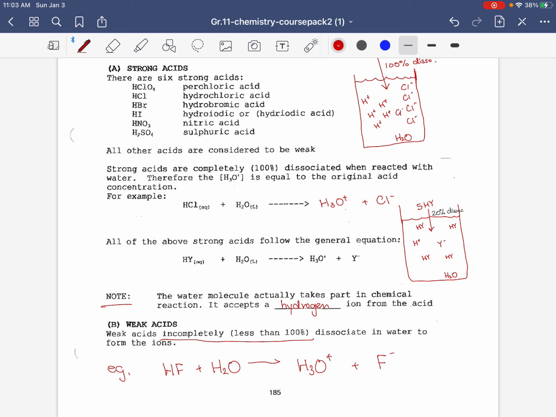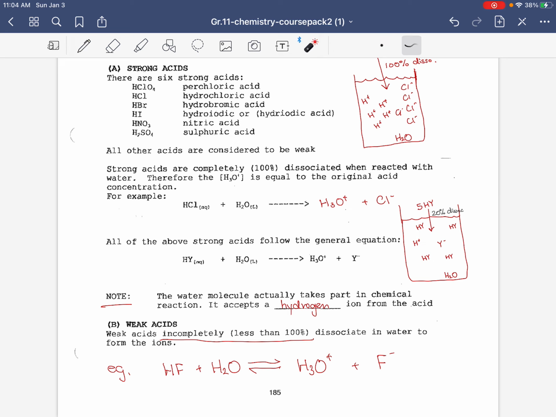Why is it weak? It's because when this reacts with water, it doesn't completely dissociate. You take the HF and turn it into F-. That's exactly what happens. Now, why does it incompletely dissociate? Why don't all of these get a divorce? It's because for all weak acid reactions, there is an equilibrium. The reaction can go backwards.